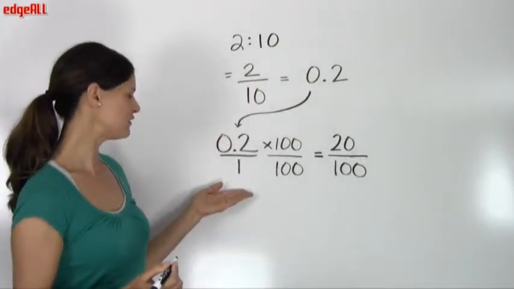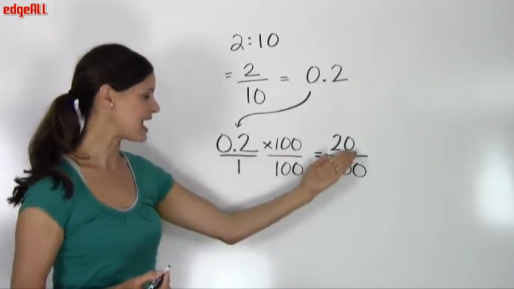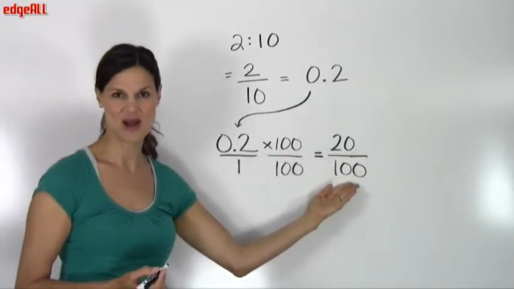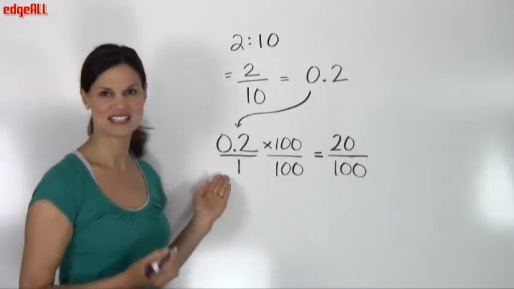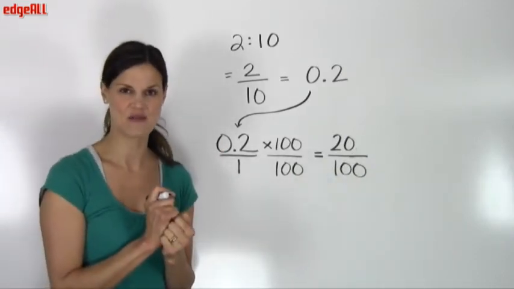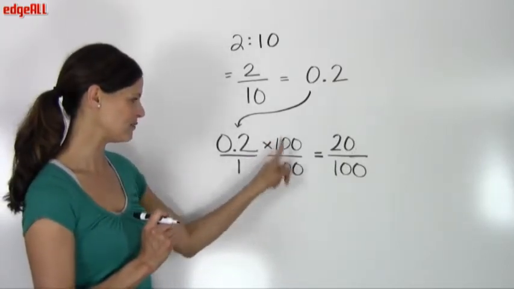So I now have converted 0.2 to a number that has a 100 in the denominator, and this still is the same value as this. It's just that I've changed it to a different form by multiplying by 100 over 100, or by the value of 1.